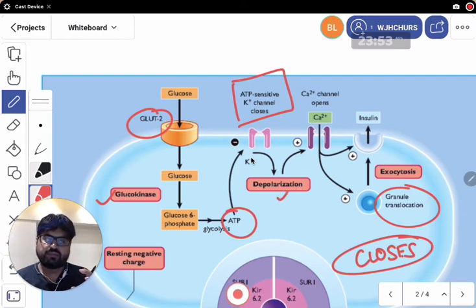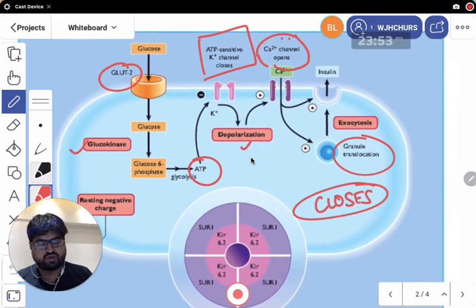right? Now this depolarized cell further goes on to activate the calcium channel, right? So there's one channel which is closed. The other channel which gets opened up is the calcium channel. Okay, now the calcium channel gets opened up and it allows the entry of calcium inside the cell, right?